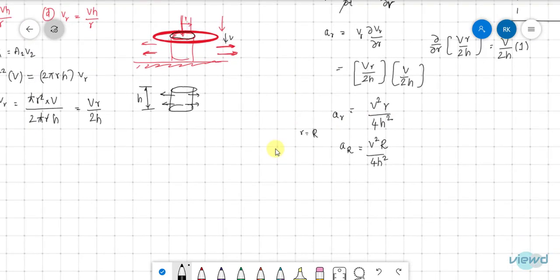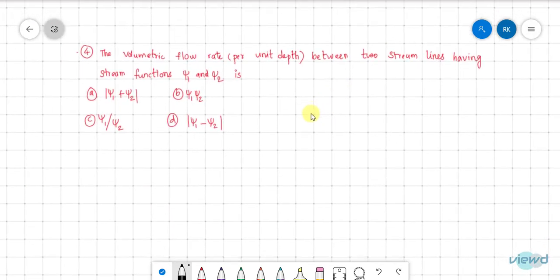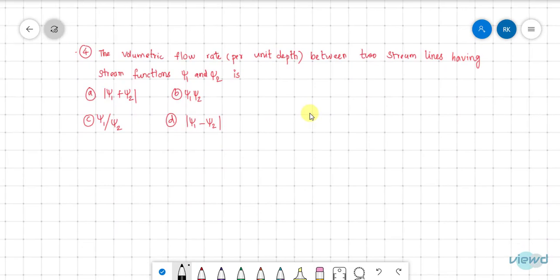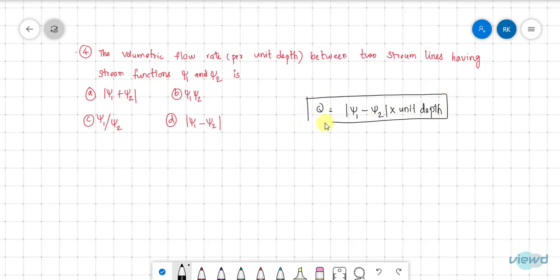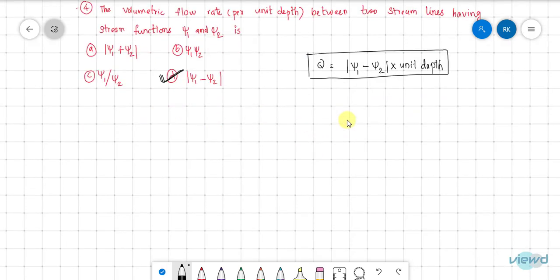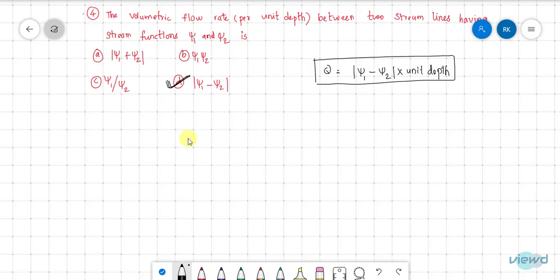And another question we will see. The volumetric flow rate per unit depth between two streamlines having stream function psi1 and psi2 is. So remember this: discharge is equal to psi1 minus psi2 into unit depth. So this is the discharge. Remember this directly, but I'll explain how it has been obtained.